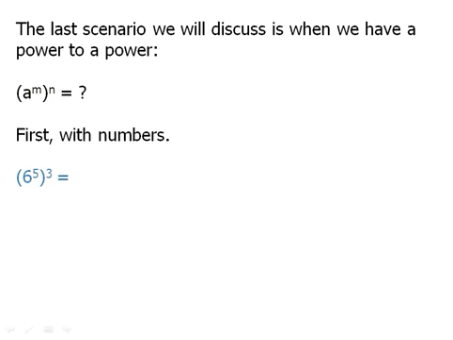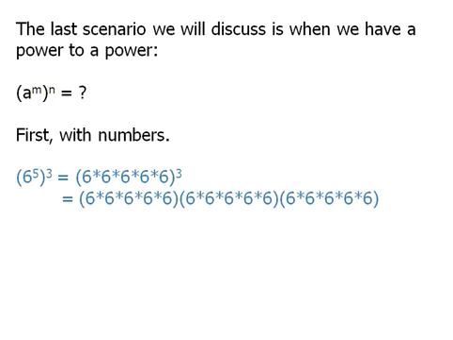Well, of course, 6 to the 5th, what that means fundamentally is 5 factors of 6 multiplied together. So we have 5 factors of 6 multiplied together in the parentheses, and we're cubing that. Well, what does it mean to cube something? To cube something means that we multiply it by itself 3 times. So we take that parenthesis, and it's that parenthesis times itself 3 times. So that would be expanded out what we mean with all the factors.